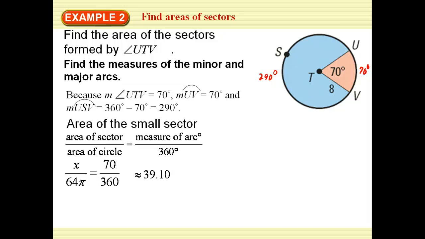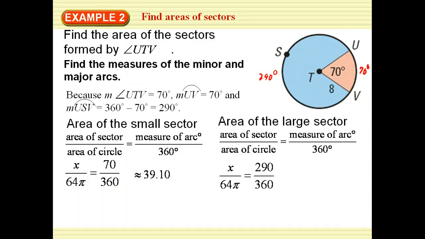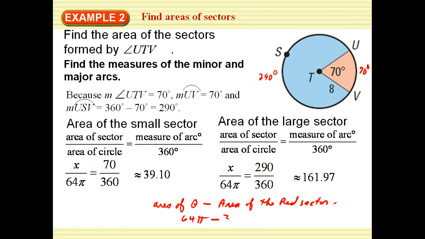Now, to find the area of the larger sector, I have two options. One is to use my same formula, but this time my measure of my arc is 290, cross multiply and divide, and I get 161.97. There's actually another way I could have done that. I could have taken the area of the circle and subtracted the area of the red sector, and I should get the same thing. 64 pi minus 39.10 should give us the same answer, approximately 161.97.